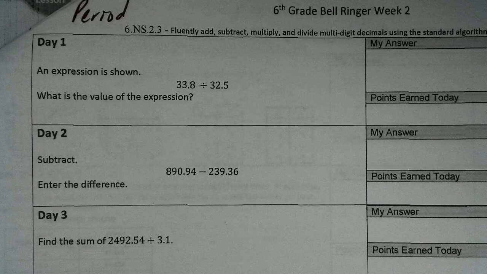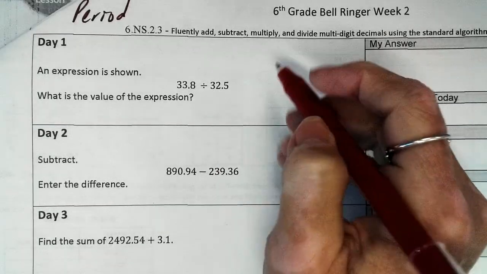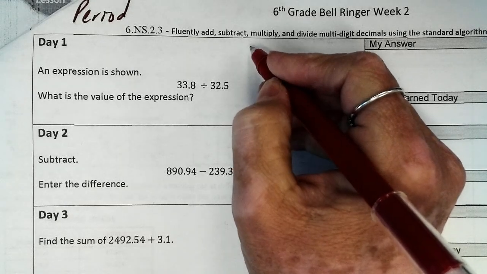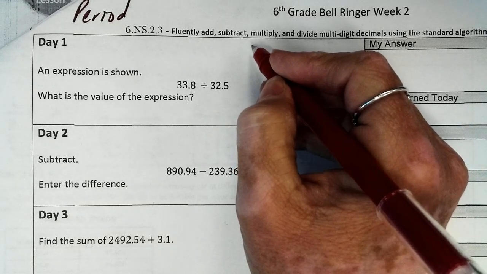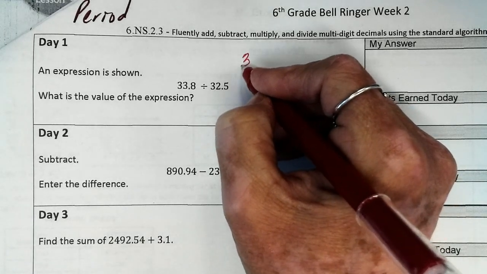Anybody have any ideas? What could we have done? I came up with this question. Okay. The answer is 1.4. Okay, so let's look at that. How did you get that?